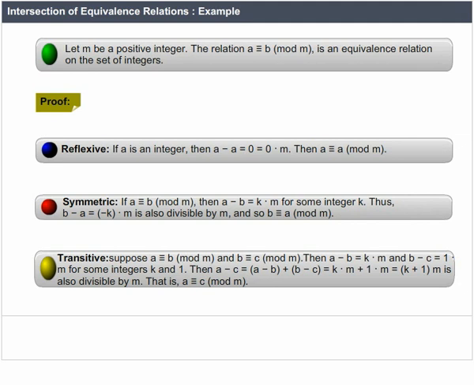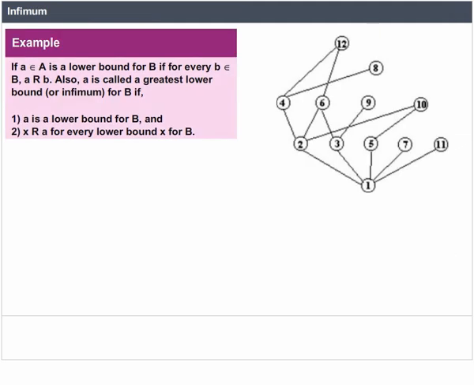Infimum. If a belongs to A, a is a lower bound for B if for every b belongs to B, a is related to b. Also, a is called a greatest lower bound or infimum for B if number 1, a is a lower bound for B, and number 2, x is related to a for every lower bound x for B.